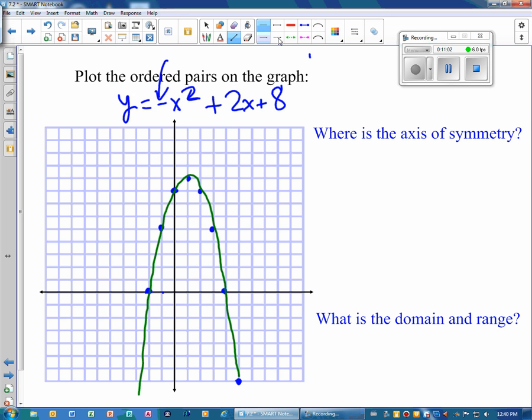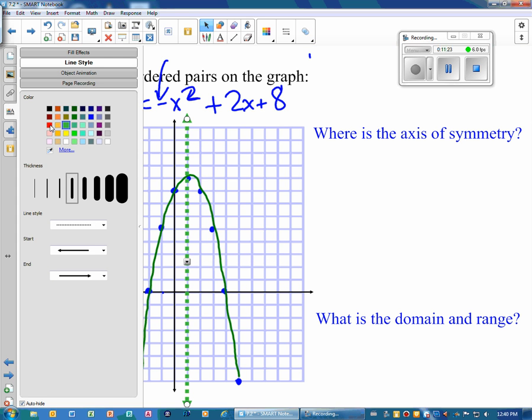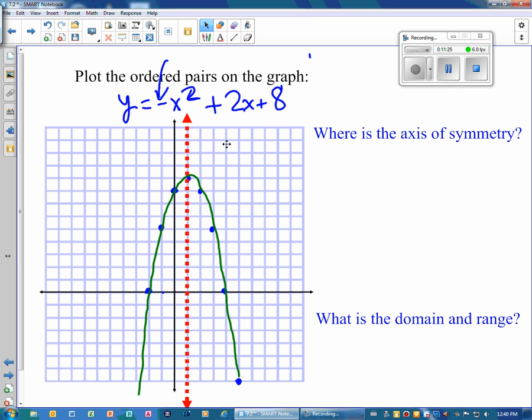I am going to get a line out of here. So have a look at the graph. Where is that axis of symmetry? And hopefully you realize it's right here. The axis of symmetry has to go through the vertex and it has to cut the parabola exactly in half. Okay, so there's my axis of symmetry. I'm going to change its color to red just so it's a little more visible.